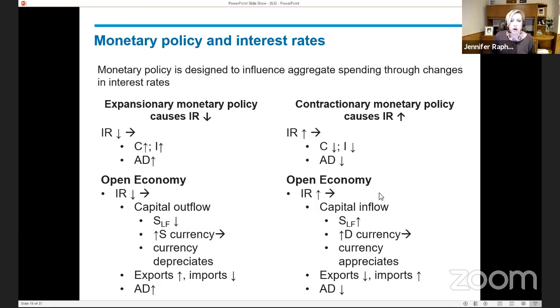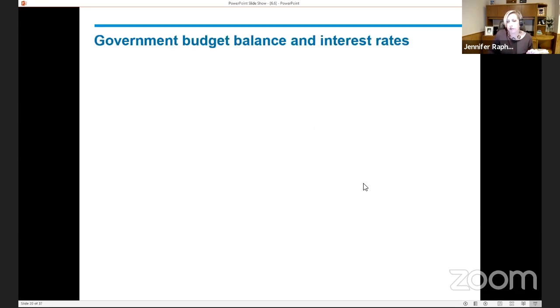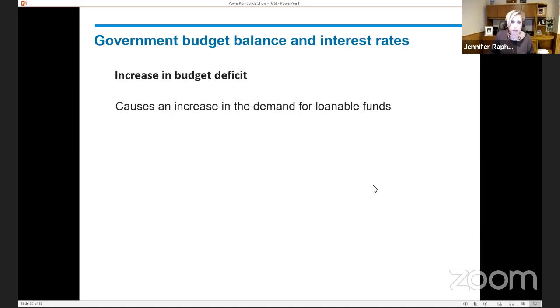All right. We're just going to look a little bit at the effect of fiscal policy on interest rates. It's not fiscal policy itself that causes changes in the interest rate. It is the effect of fiscal policy on the government budget balance that does so. So I'm just going to walk you through real quick. An increase in the budget deficit. That sends us right into the loanable funds market, right? Because an increase in the budget deficit requires an increase in government borrowing. So an increase in government borrowing is represented as an increase in the demand for loanable funds.